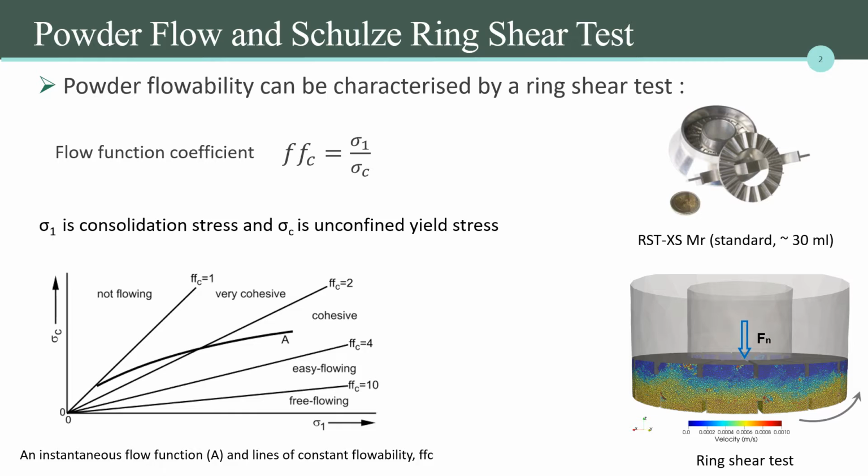So the flow property of a powder can be characterized by a ring shear cell test. The flow function coefficient is defined by the ratio of the consolidation stress to the unconfined yield stress. In this project, we use the Schulze cell test, and we perform both experimental and DEM simulation for the shear cell test process.